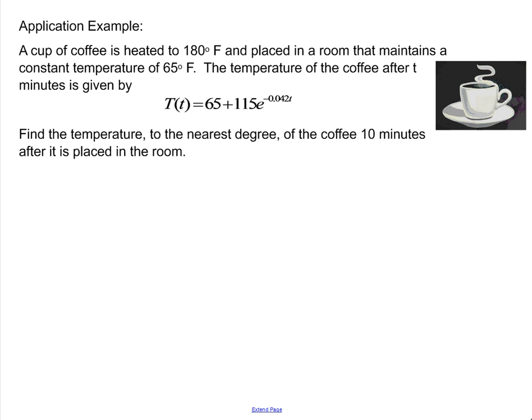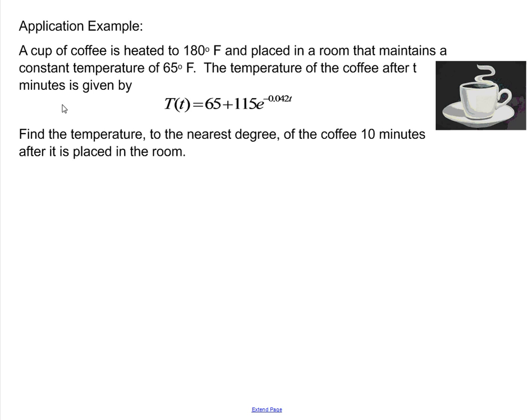Okay, so let's talk about another kind of example right here. And this time, we want to talk about a cup of coffee. Being in the morning, I've just had my cup of coffee. So let's see what happens. A cup of coffee is heated to 180 degrees Fahrenheit, and then we place it in a room that maintains a constant temperature of 65 degrees.